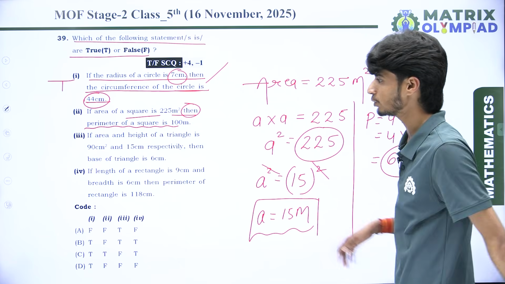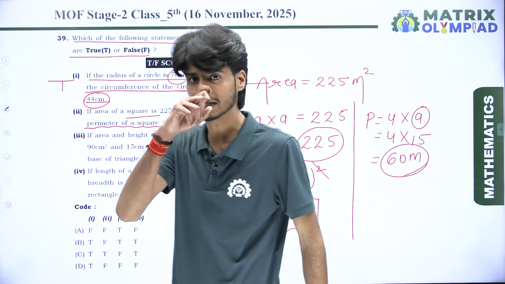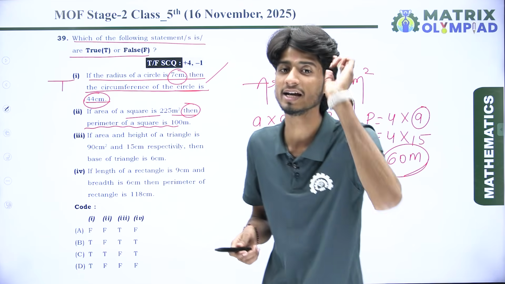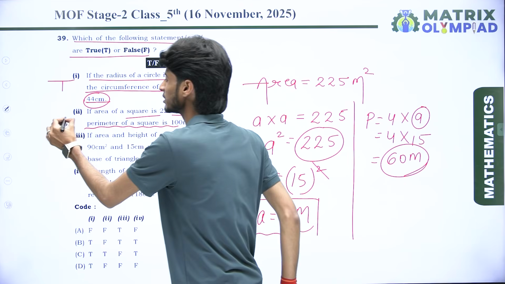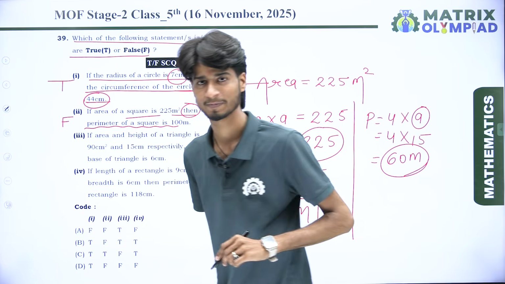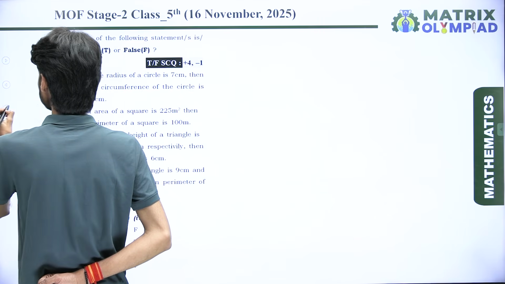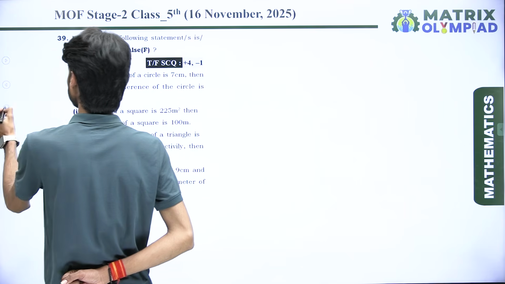Okay, let's compare both of them. There it is 100 meter and here we have 60 meter as the perimeter. That means both are not equal. It means the second statement is false. Got it? First is true and second is false. First is true and second is false.